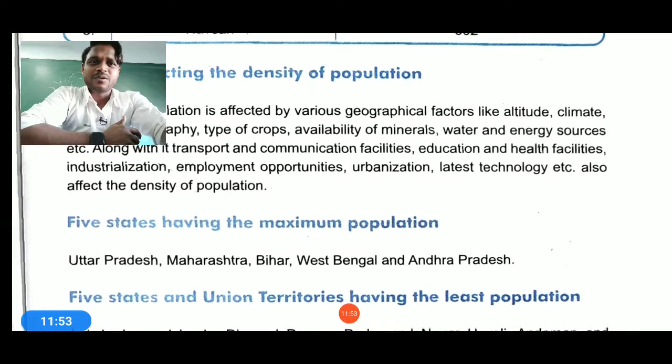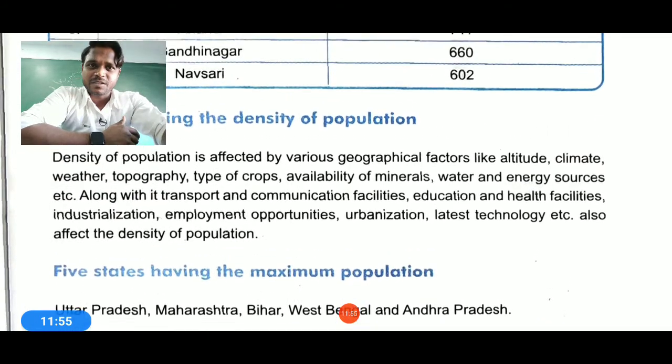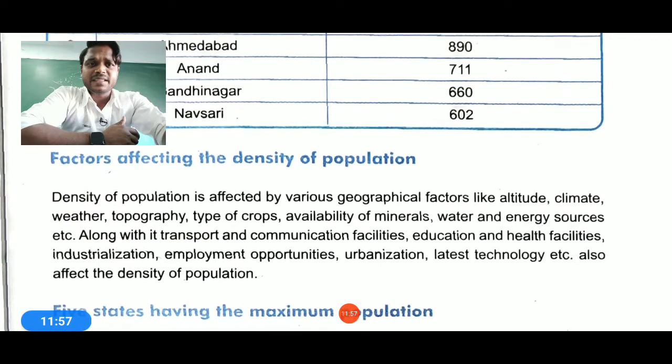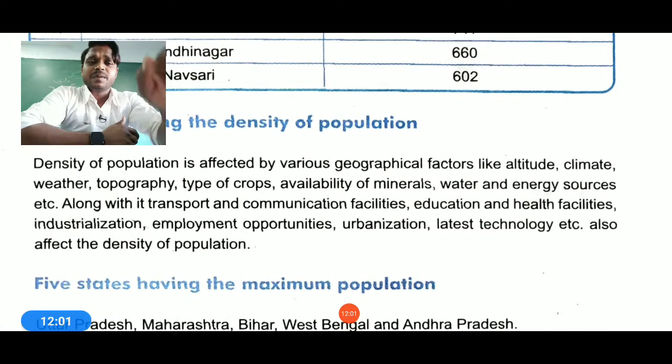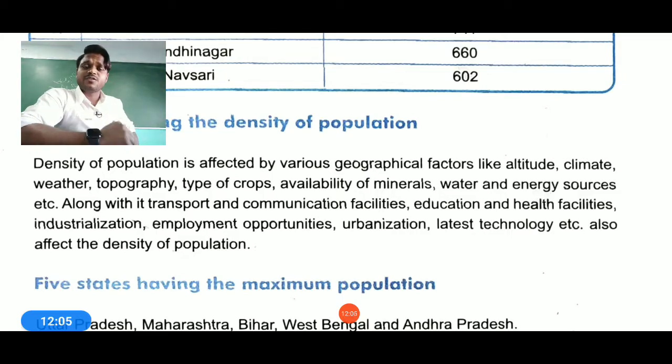Now let's talk about the density of the population. See, factors affecting the population density. The density of the population is affected by various geographical factors like altitude, climate, weather, topography, type of crops, availability of minerals, water and other energy resources too. Along with that, transportation and communication facilities, education and health facilities, industrialization, employment opportunities, urbanization, latest technology, etc., are also affecting the density of the population.